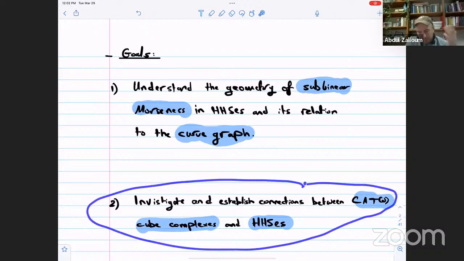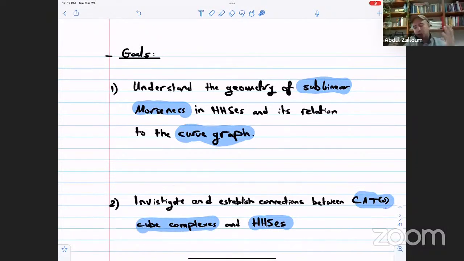We're going to see some correspondences between HHSs and Cat0 cube complexes, and statements about the sublinearly Morse boundary are going to follow for free. So that's the plan.